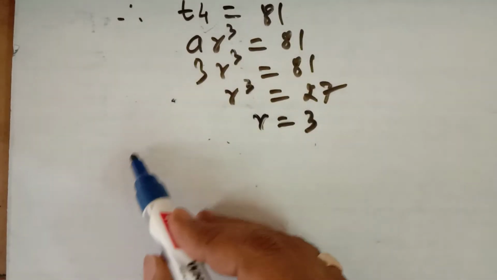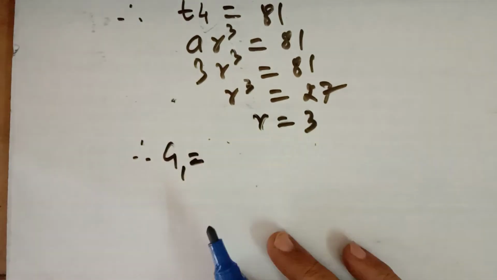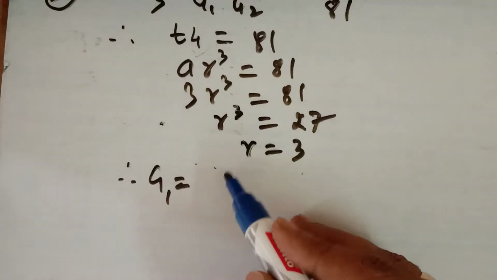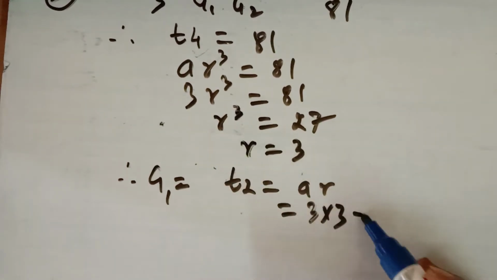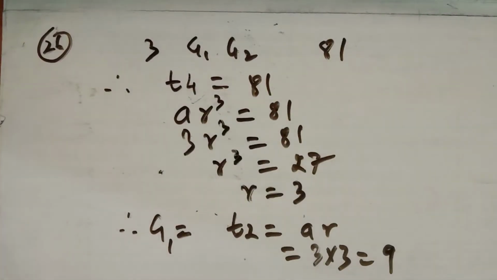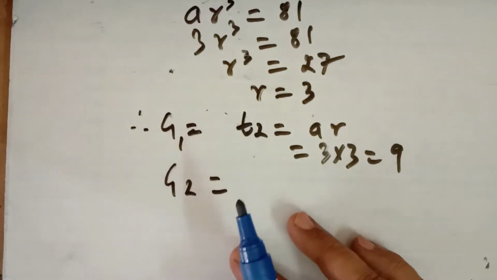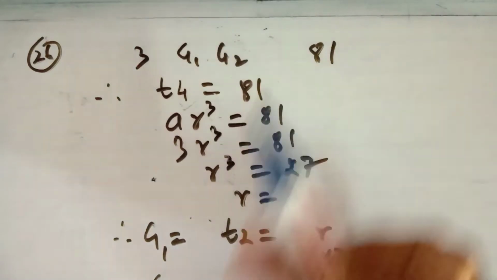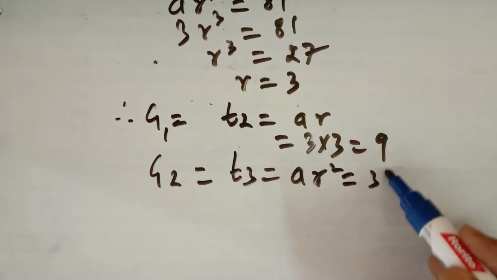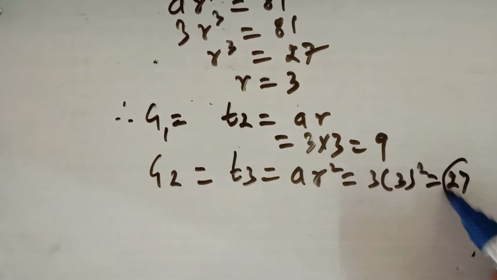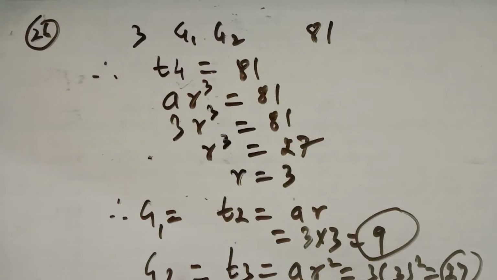Now if you see it carefully, you have to find G1. Now G1 is the second term of these 4. So the second term is AR, and AR is 3 into 3, that is 9. So one of the numbers between 3 and 81 is 9. And G2 is equal to the third term. So the third term T3 is AR², that is 3 into 3², that is 27. So these are the two numbers between 3 and 81 so that the numbers are in GP. This is question number 26.